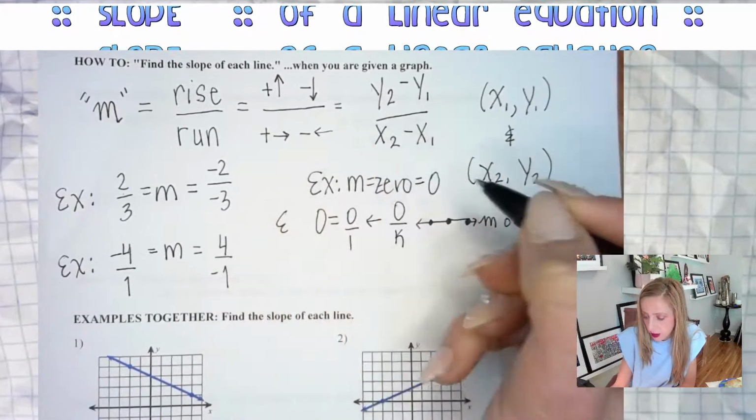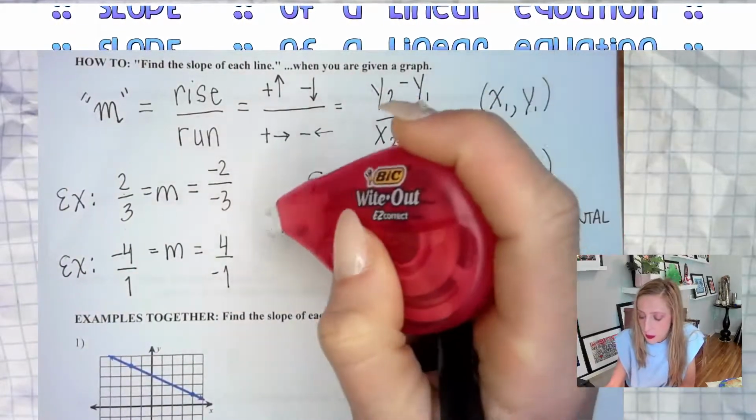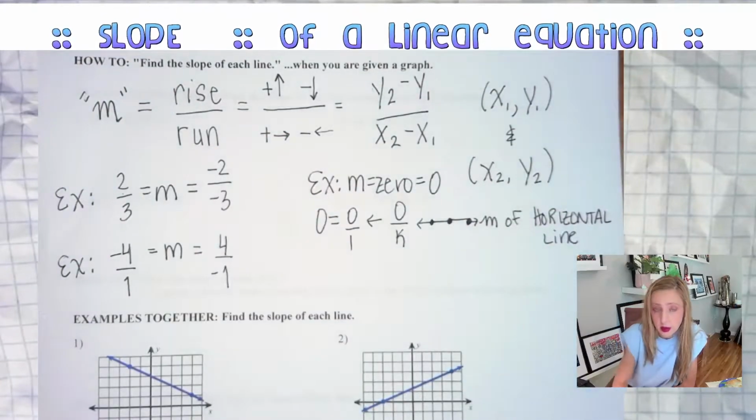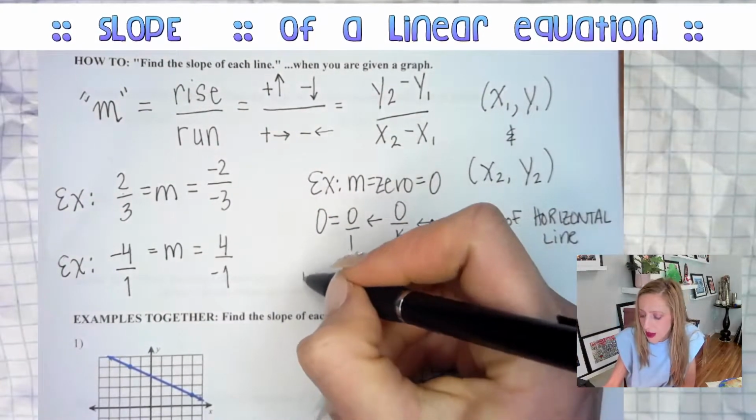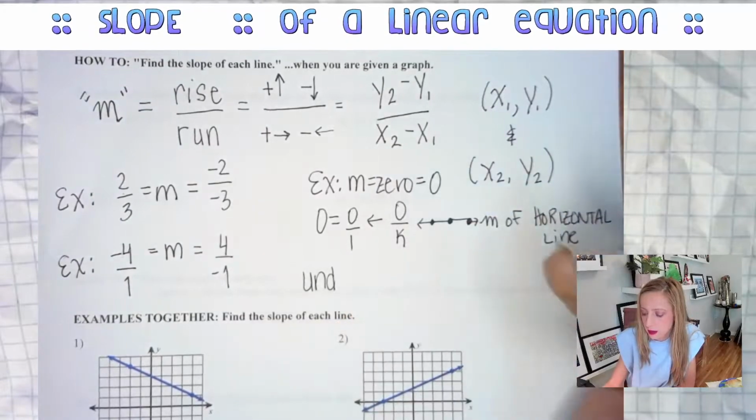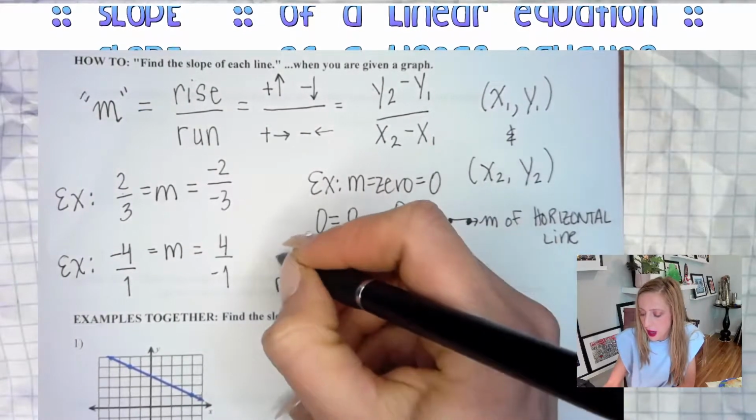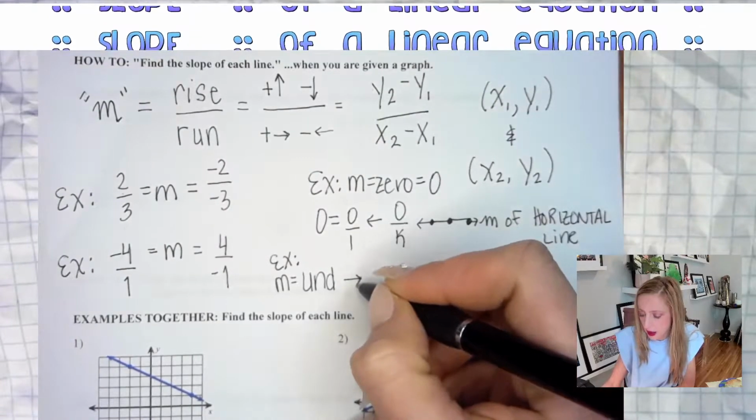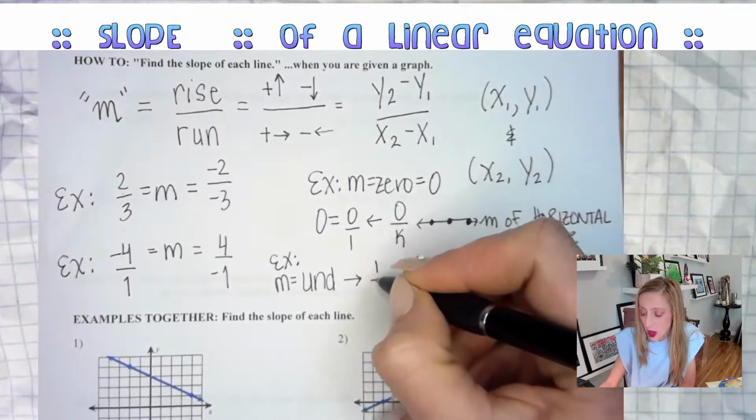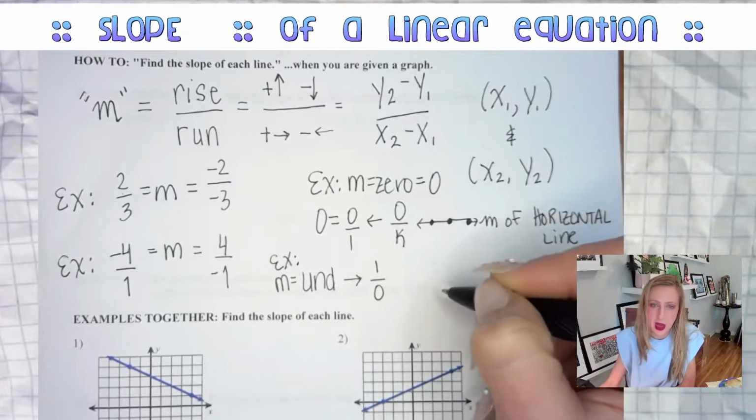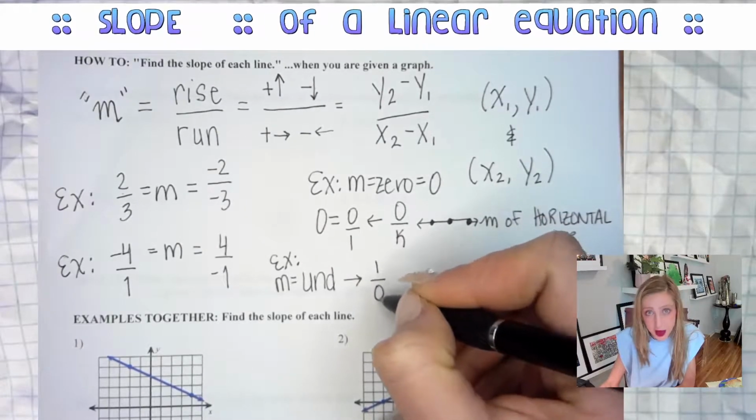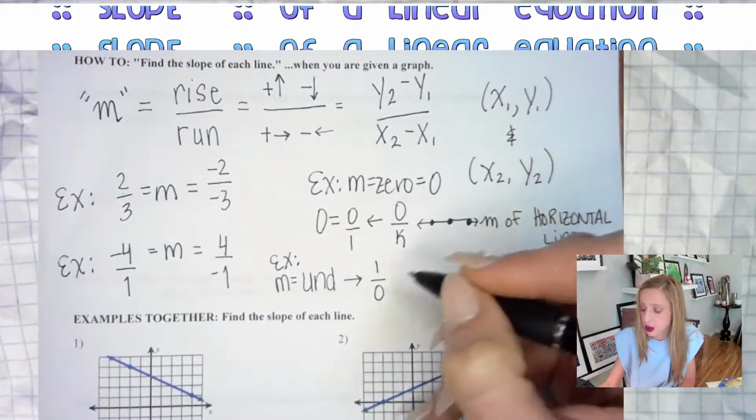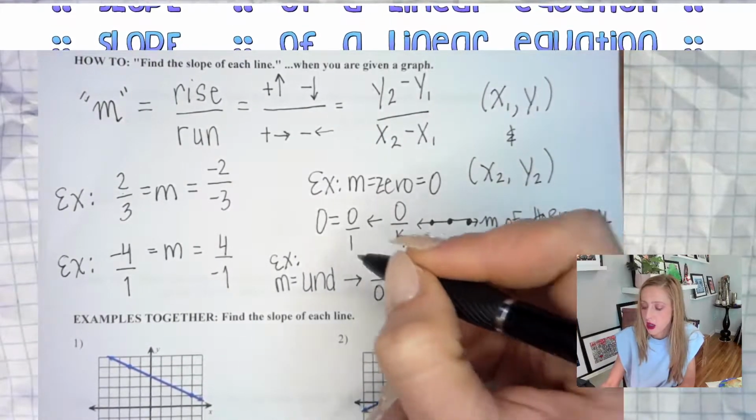Another example, I wrote an example up there already. I don't know if you remember, but not only could your slope be 0 for a horizontal line, but what if we have an undefined slope? So what if M is undefined? What the heck does that mean? That really means 1 over 0. Think of it that way. If you have a 0 on bottom, that fraction is undefined, except 0 over 0. That's indeterminate form, but don't worry about that right now.